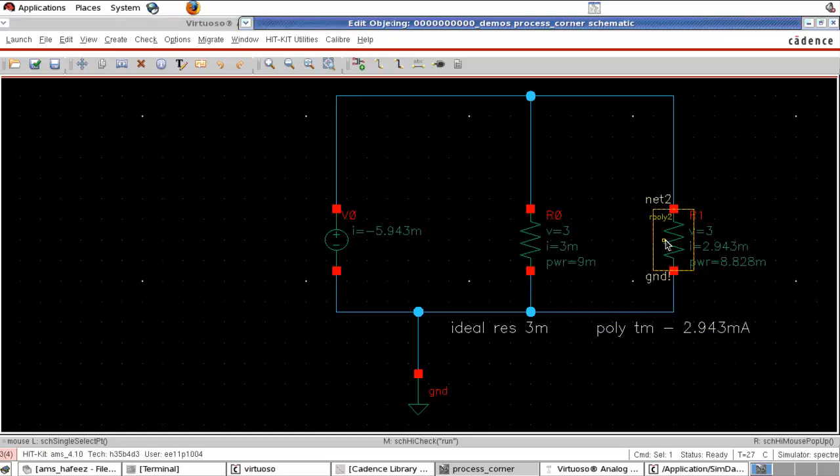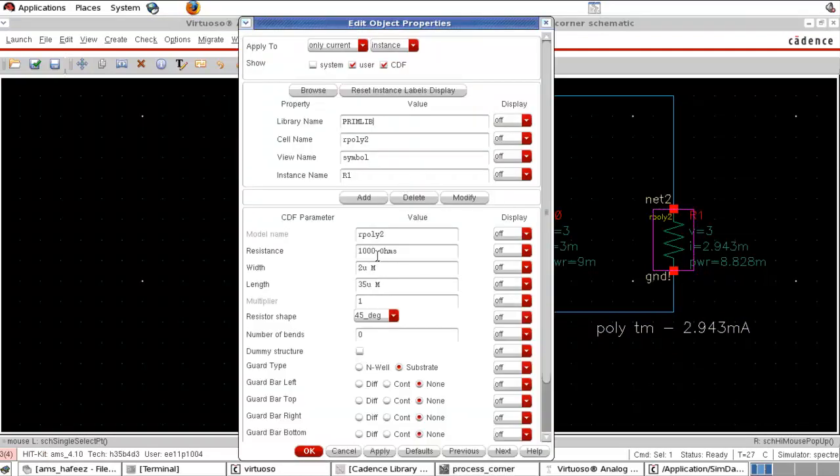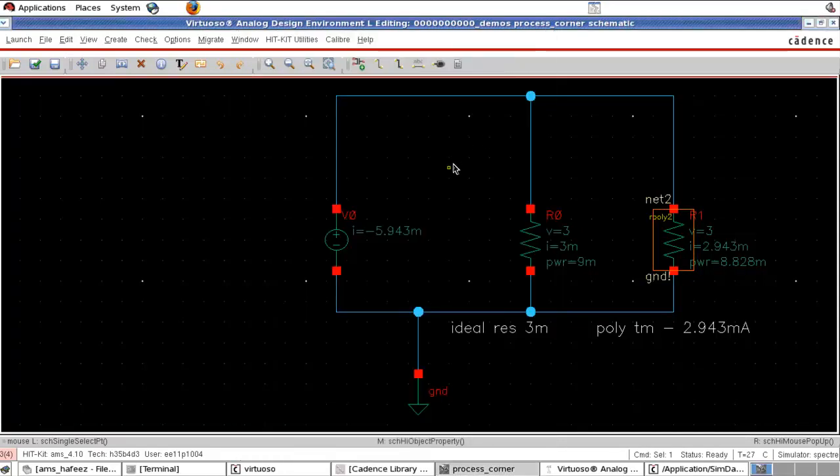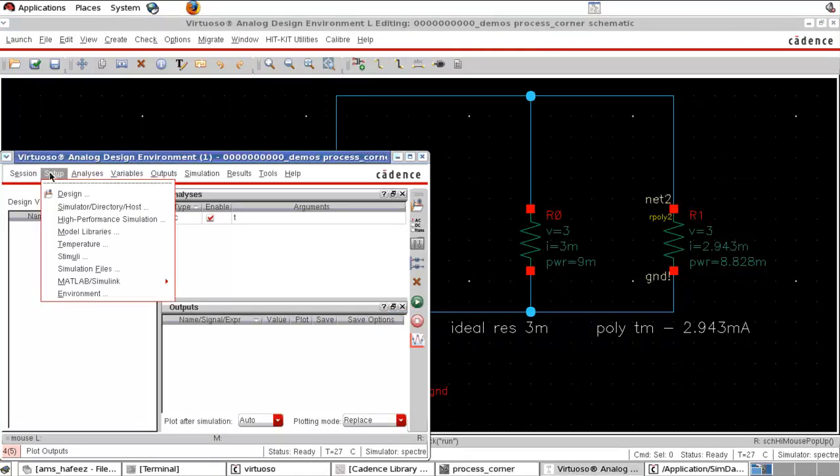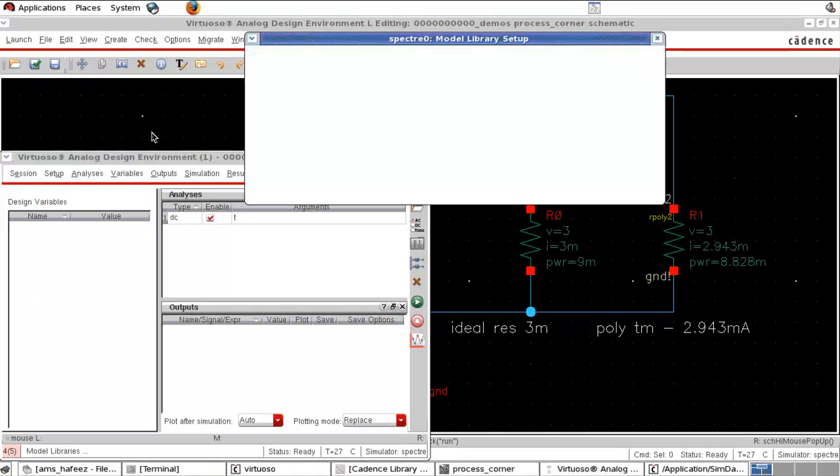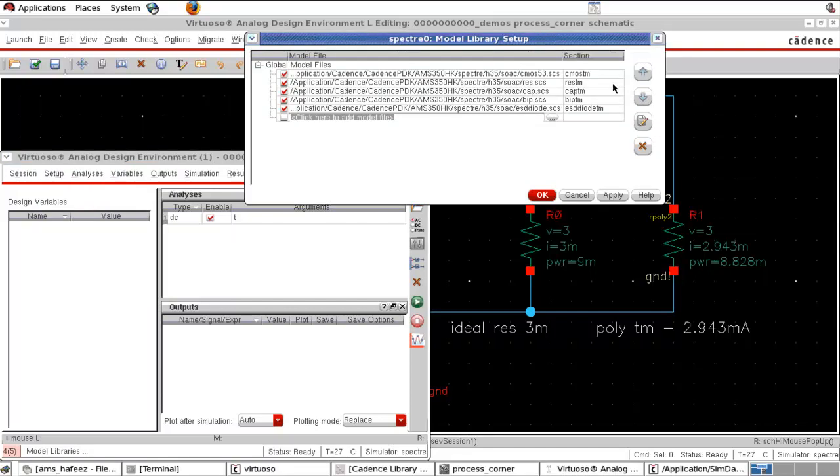Now I am not changing the value of the resistor. The value of the resistor is 1000 ohm itself, but in the next simulation what I am going to change is the model file. So go to setup and the model library. In the model file we are using the typical corner. Now I am moving to worst power corner.